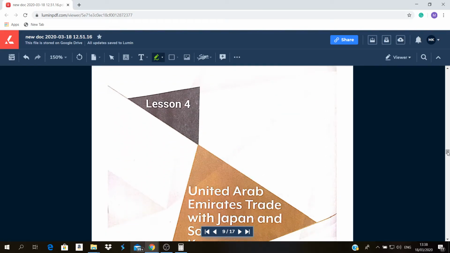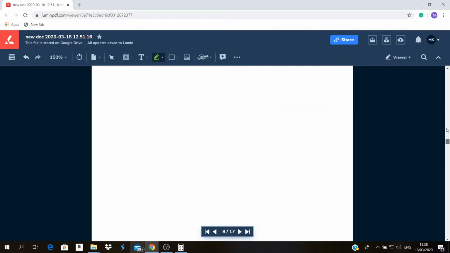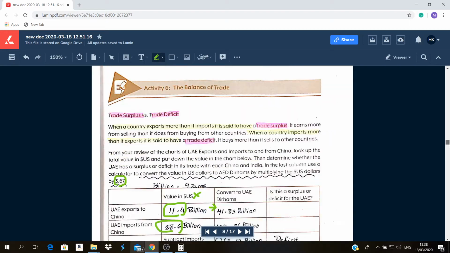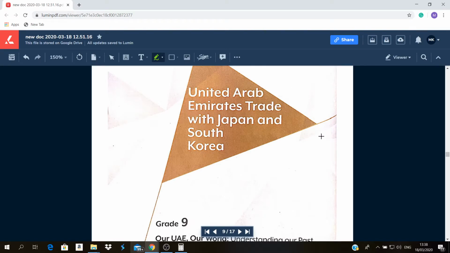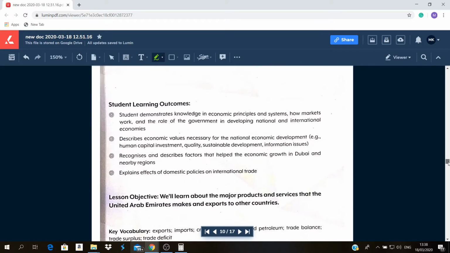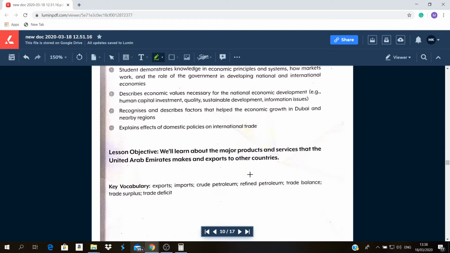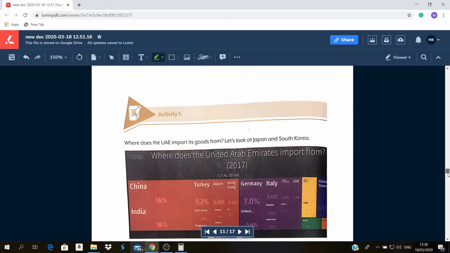Let's start now with lesson 4. It's the same idea. Do you remember when we said that this lesson is speaking about exports, right? This lesson mainly is about exports. The other lesson, lesson 4, we're going to learn about imports: United Arab Emirates trade with Japan and South Korea. Let's start. This lesson will learn about the major products and services that the UAE makes and exports to other countries. Exports, imports, crude petroleum, refined petroleum, trade balance, trade surplus, trade deficit. They are the same vocabularies.